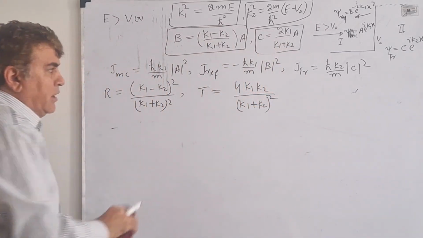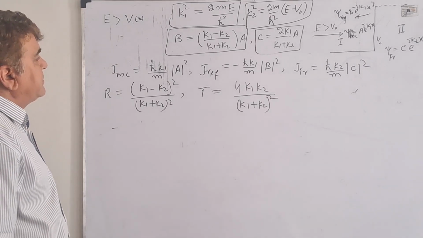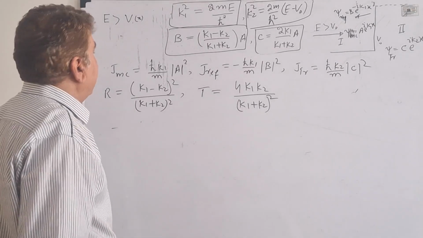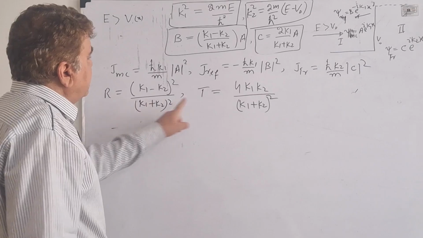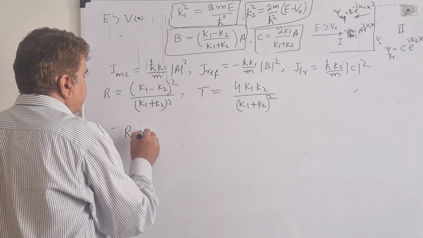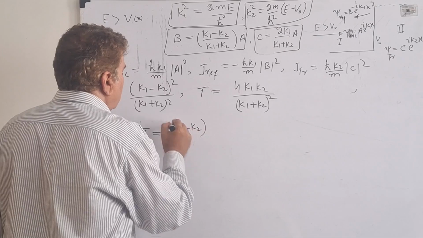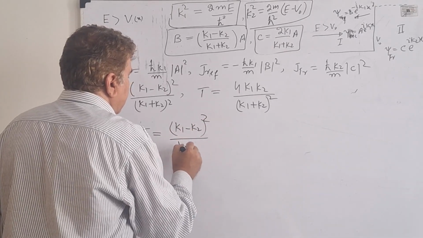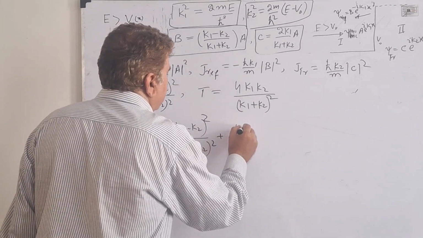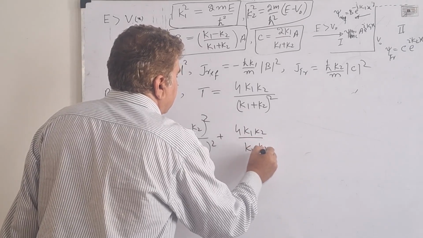So now we have all the parameters defined in terms of the energy parameters, and this is in fact the energy that describes the dynamics of the particle. From these two equations, if I add them up, I can write R plus T equals (k1 minus k2) whole squared divided by (k1 plus k2) whole squared, and then plus 4 k1 k2 divided by (k1 plus k2) whole squared.